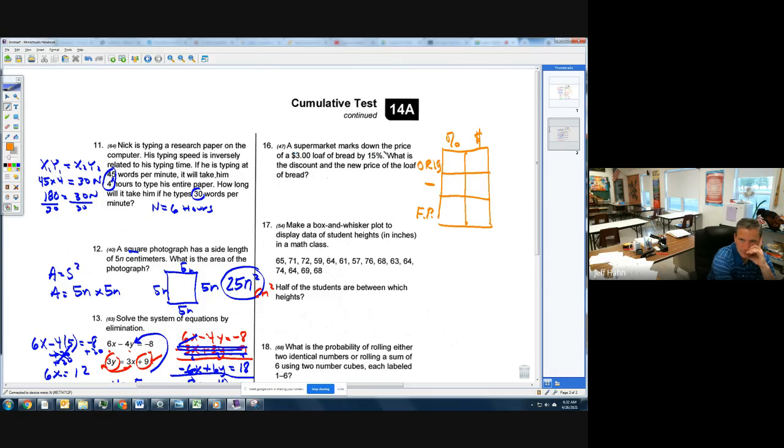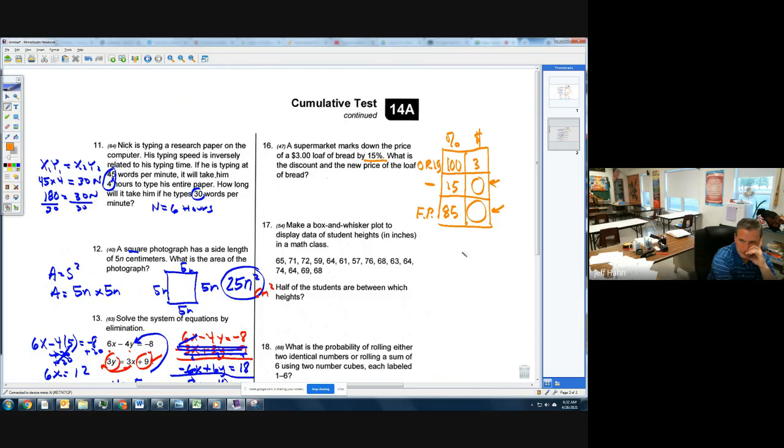A supermarket marks down the price of a $3 loaf. So it started out being $3. The original percent is always 100%. This is how much it goes down. It goes down 15%. So that means the final price, you will pay 85%. What is the discount? Oh, they give it all to you. You need to find both of those, the discount and the final price.